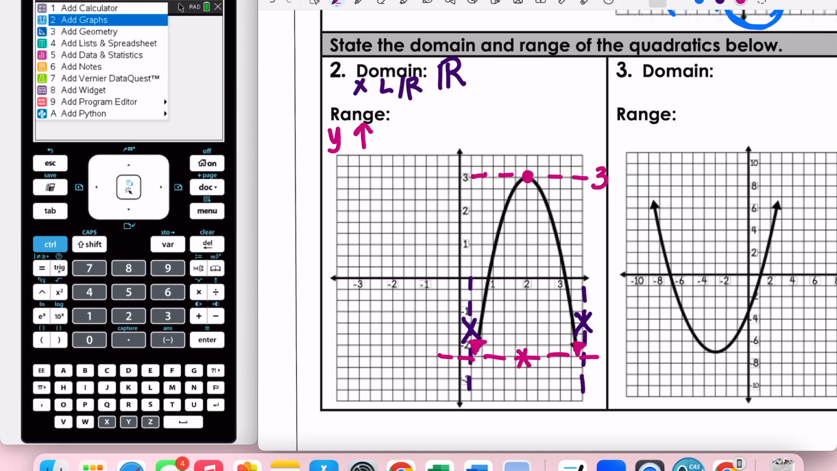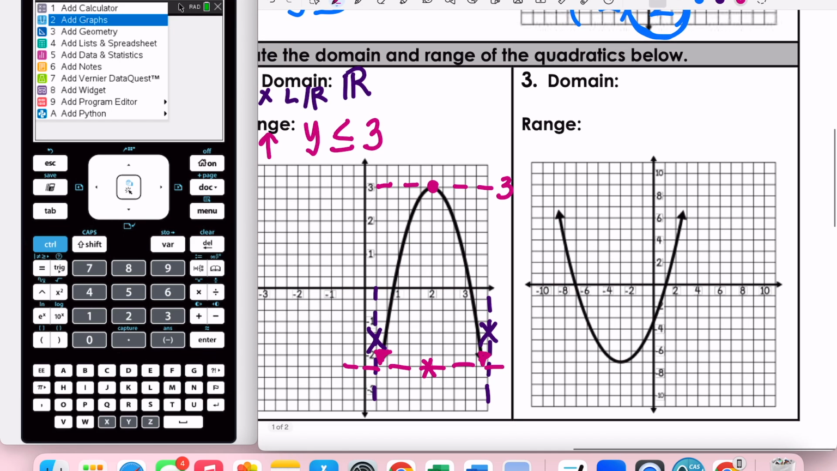So, one boundary line means we should have one number when it comes to setting up our range. So I'm going to have my y value. I'm going to leave a space for my inequality, and then I'm going to list the boundary line at 3. Now, determine if your graph opens up or down. I see that my graph is opening downwards. So because it is opening downwards, my inequality here is going to be less than or equal to.